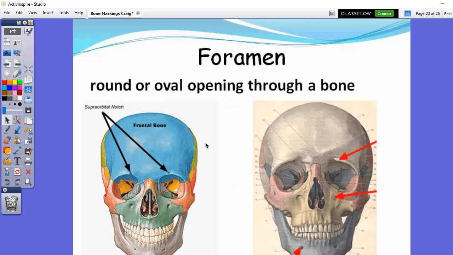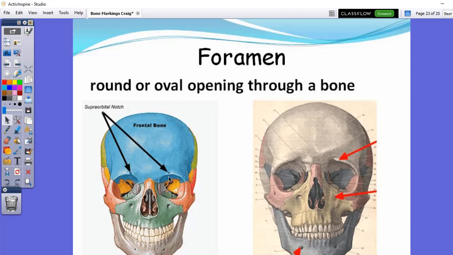A foramen is a hole. A foramen is one hole in the body if you are in a bone. If you were to need to name more than one, you would not say foramens with an S, you would call them foramina, and you would change the ending to I-N-A. Here are some examples of foramina in your body.